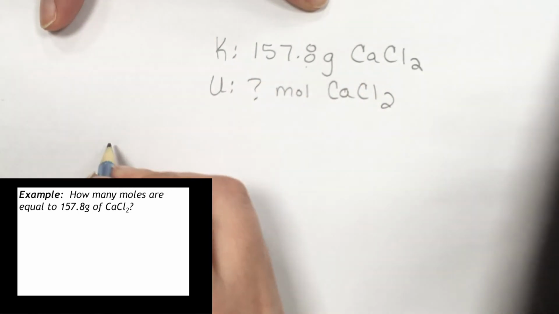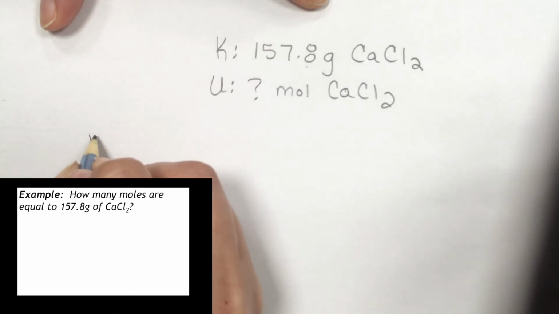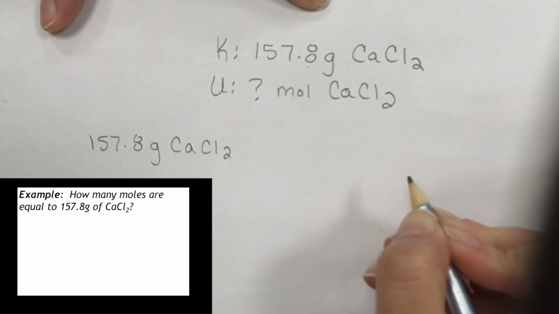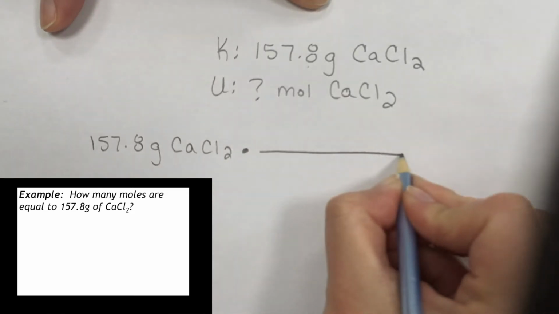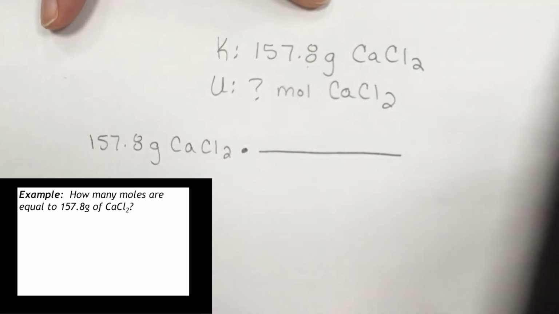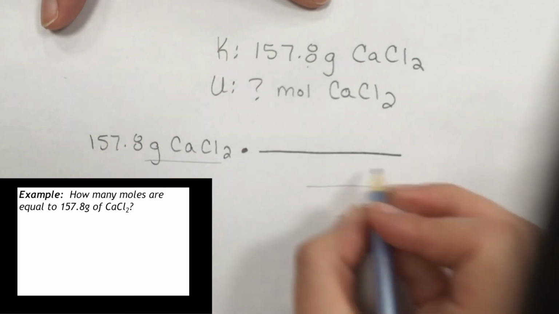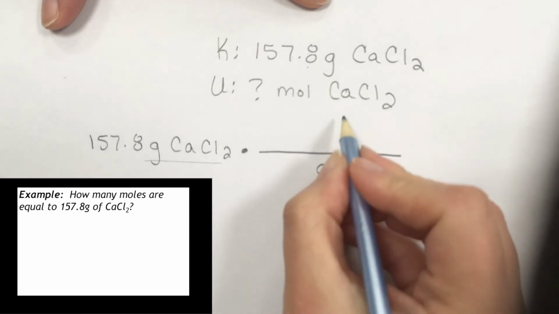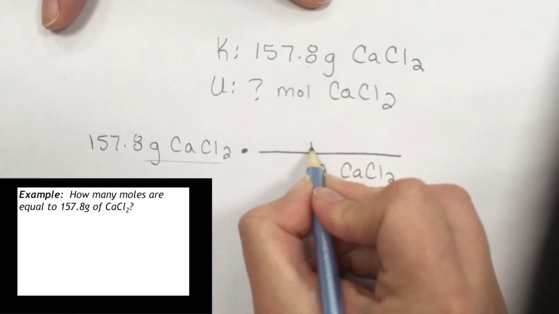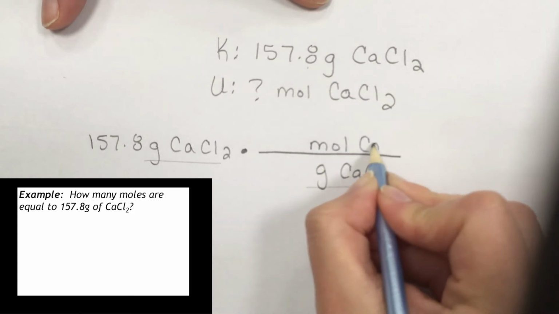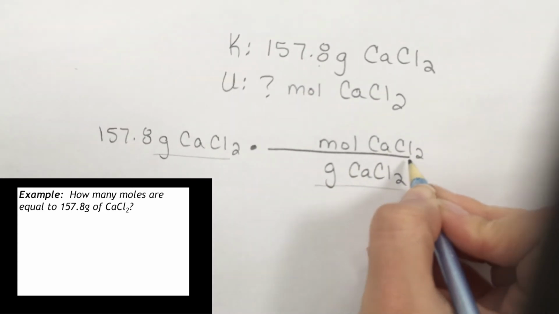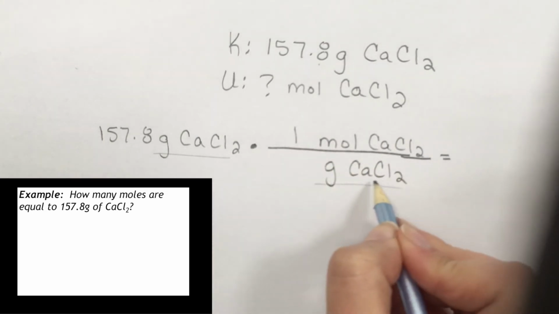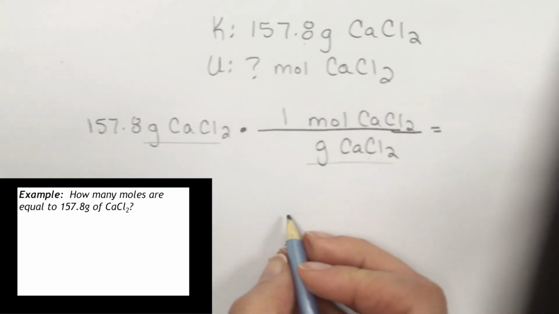So again, our problem will always start out with our known, which is 157.8 grams of CaCl2. And then we're going to do our equation. Now, this will always go down here. So grams of CaCl2. And then up here is our unknown. So moles of CaCl2. So basically all we're going to do now is find out for every 1 mole how many grams we will have of calcium chloride. To do that, it's very simple.